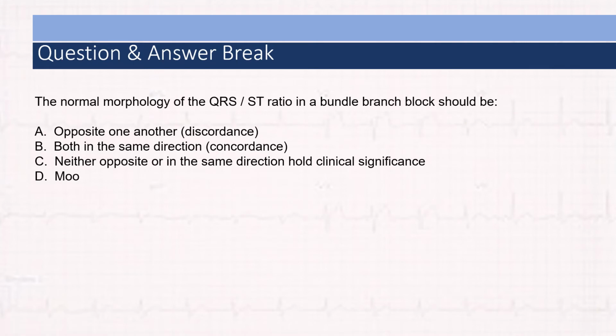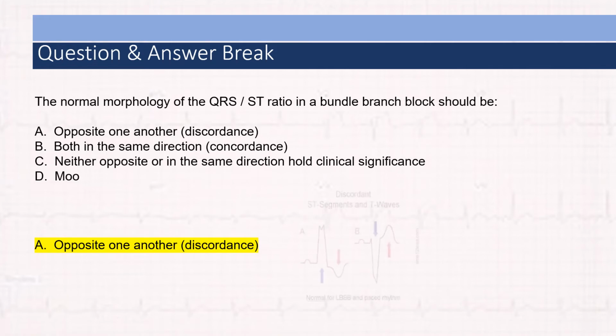The normal morphology of the QRS-ST ratio in a bundle branch block should be: A, opposite one another, discordance; B, both in the same direction, concordance; C, neither opposite or in the same direction, hold clinical significance; D, none of the above. If you have chosen A, opposite one another, discordance, you are correct.